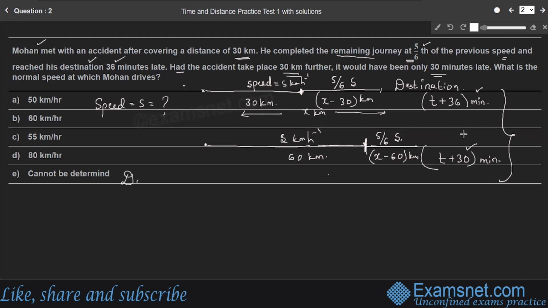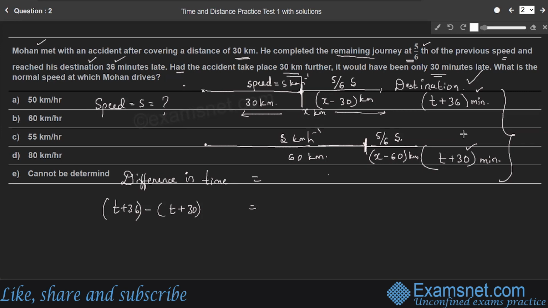Therefore, the difference in time taken by him is equal to t plus 36 minus t plus 30. This is the difference, that is 6 minutes of difference, right? So time can be expressed in terms of speed and distance. Since speed is distance by time, time is distance by speed, right? So in the first case, time is distance by speed.